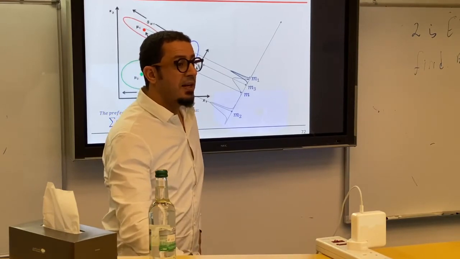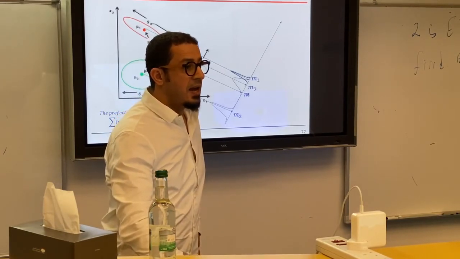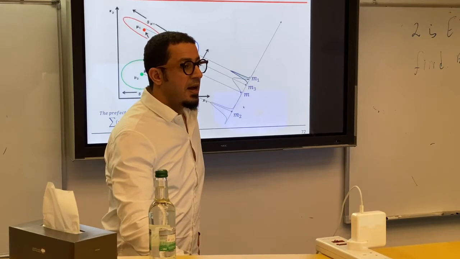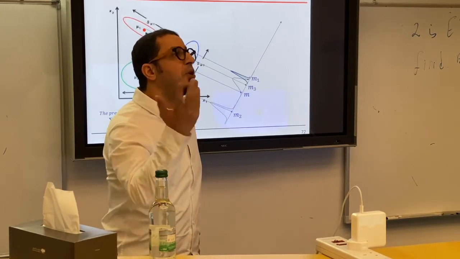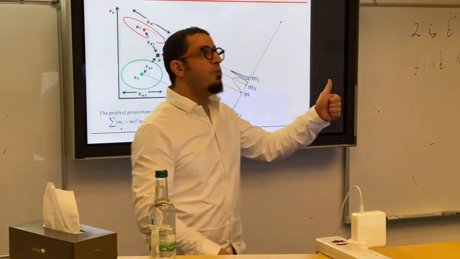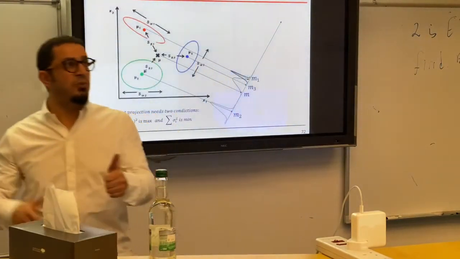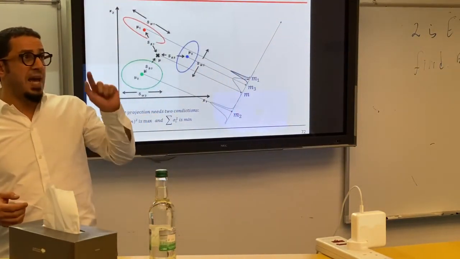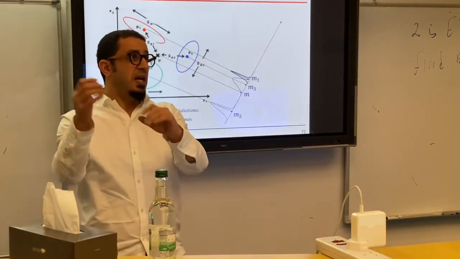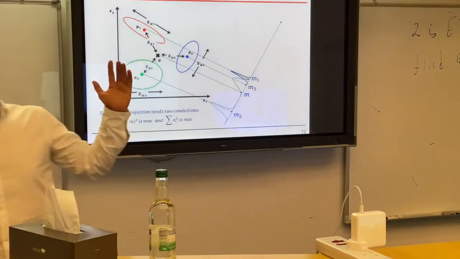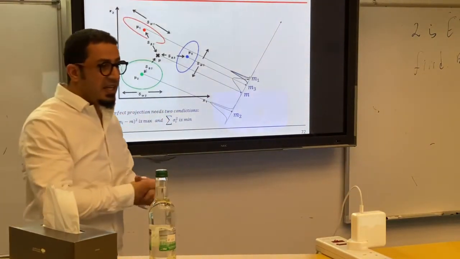But what is M? Here we are subtracting Mi minus M, where i goes from 1 to the number of classes. For example, M1 minus M squared, M2 minus M squared. So M1, M2, M3 are the means of each cluster. So what is M? M is the total mean.